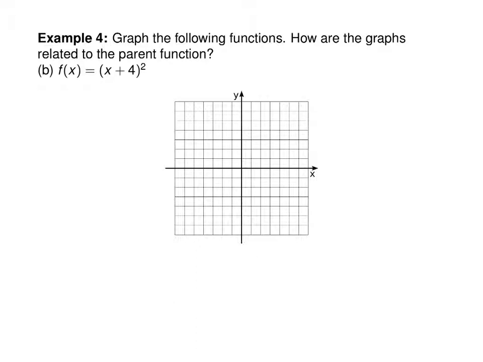Okay, so for this thing, what is my parent and how is it going to get shifted? And you can tell because of the whole little squared thing outside the parentheses there. So your parent is x squared, and is it shifted left or right? In this case, it's left, and how many units?